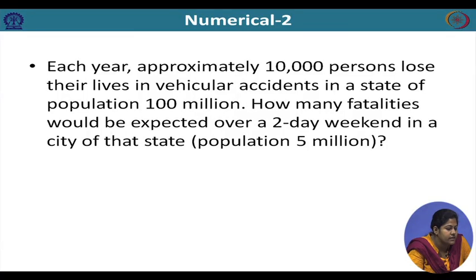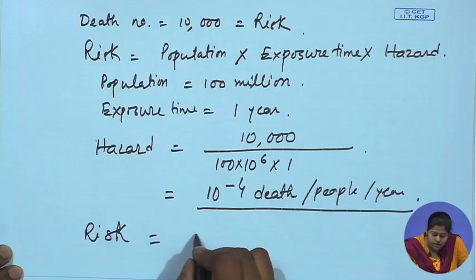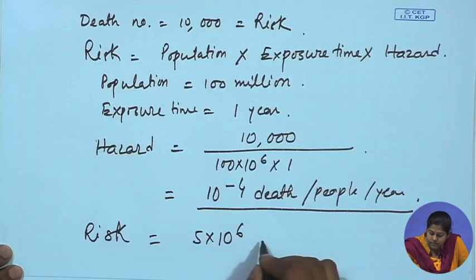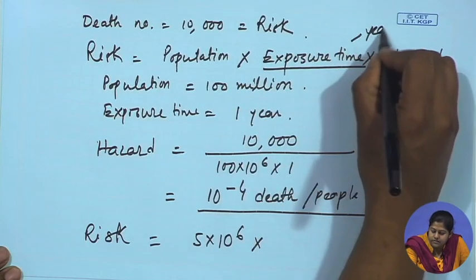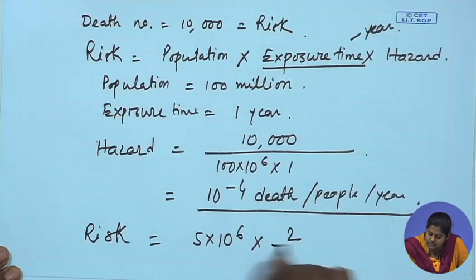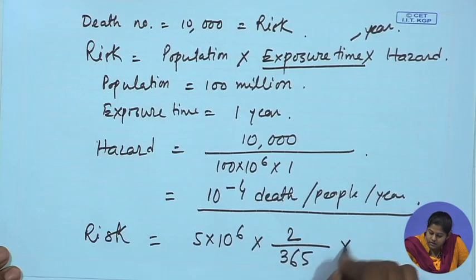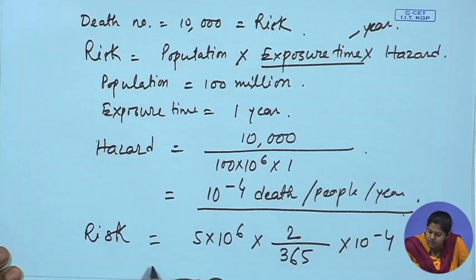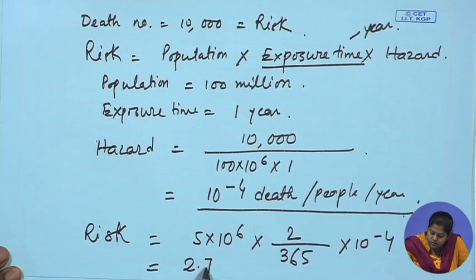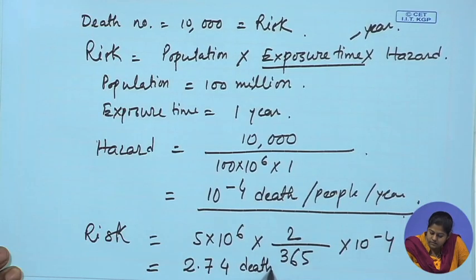Once we get our hazard, we can calculate the risk, which is asked in the question: how many fatalities would be expected over a 2-day weekend in a city of that state which has a population of 5 million. So our population is 5 into 10 to the power 6. One thing we must remember is that exposure time must be in years, so we calculate 2 days in years: 2 by 365, into our hazard that we have already calculated, 10 to the power minus 4. If you calculate, this will become 2.74 deaths. So this is our final answer which has been asked.